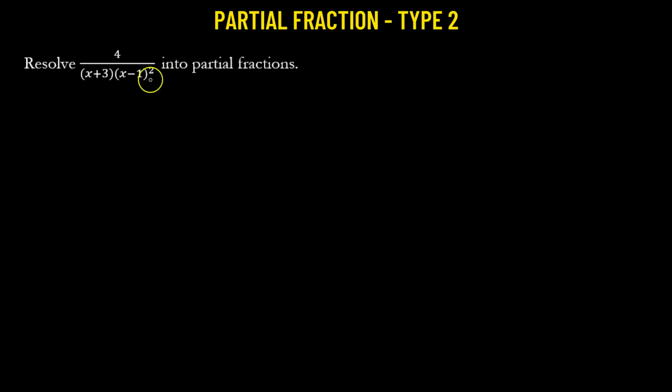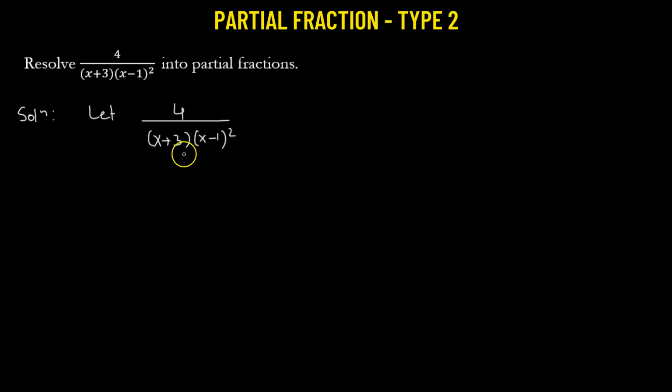So here in this problem, we have a rational fraction and we need to resolve it into its constituent partial fractions. So let's begin. First, we will suppose that our given rational fraction is 4 divided by, in the denominator, x plus 3 times x minus 1 whole square.